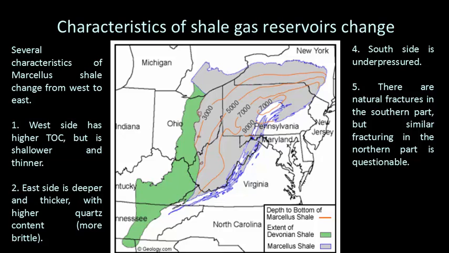This slide or image I picked up from the reference I put down here, and it is from the Marcellus Shale. What they show here is that the west side has a higher TOC content and is shallower. The east side is deeper and thicker, and it has higher quartz content. And the northern side is overpressured, the southern side is underpressured. And also there are fractures in the southern part, and whether there are fractures in the northern part or not is questionable. So the point is that these properties vary spatially.